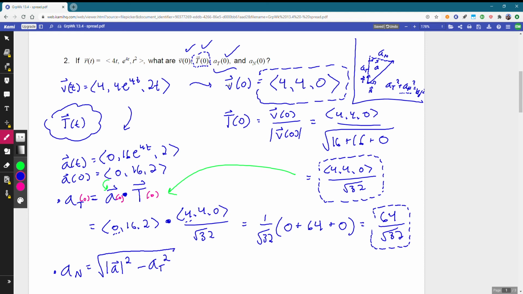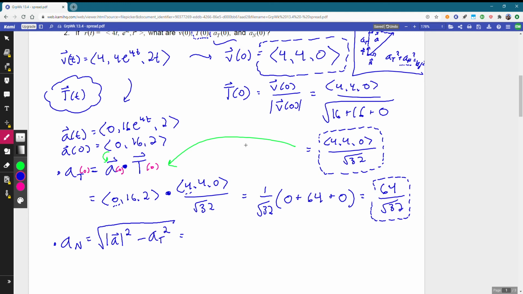All right. And we just need this at time 0, so we can just use our acceleration at time 0 and our AT at time 0 that we found. Sorry for that pause. Here we go. So the size of the acceleration, we're going to have that squared, I guess. So the size of the acceleration squared is 0 squared plus 16 squared plus 2 squared, which is 4. And we'll be subtracting this over here, 64 over root 32 squared.